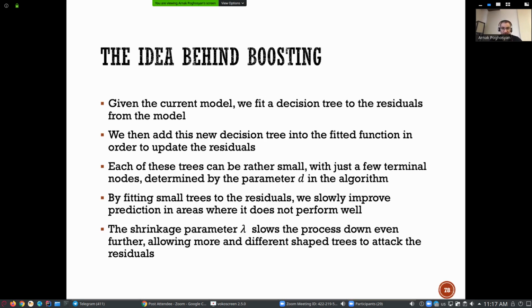By fitting small trees to the residuals, we slowly improve the prediction. This is the most important part: boosting slowly improves predictions. Otherwise, we will overfit. And in order to improve slowly, we need to have a small number of splits. And we also have the shrinkage parameter lambda, which is the learning rate. Usually you need to tune this learning rate as well.